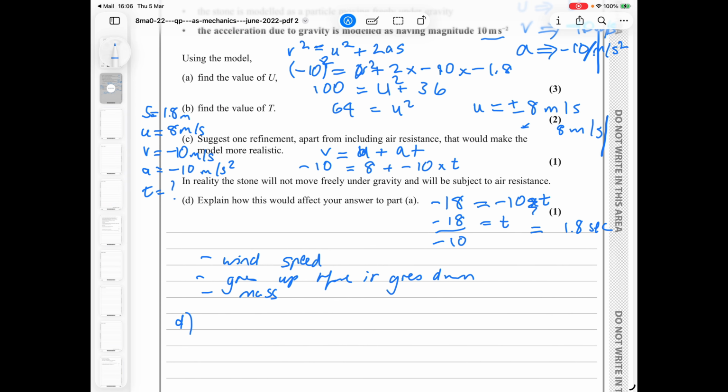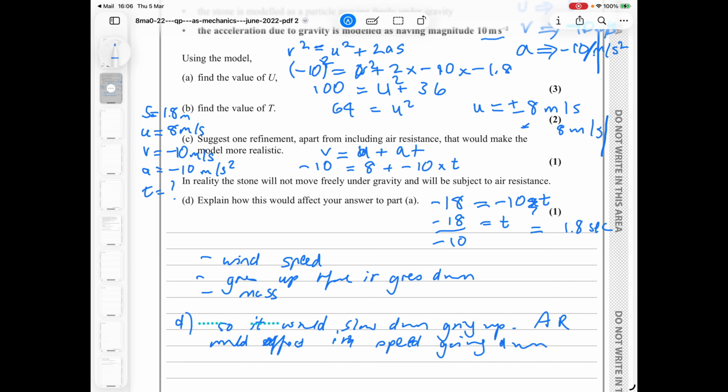Explain how this would... So it is subject to air resistance. So it would slow down going up. And then air resistance would affect its speed going down. So that's what happens there. Right, that's the first question done.